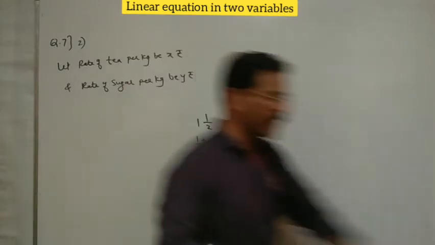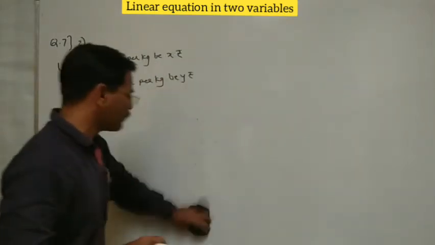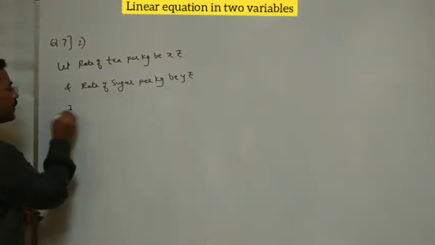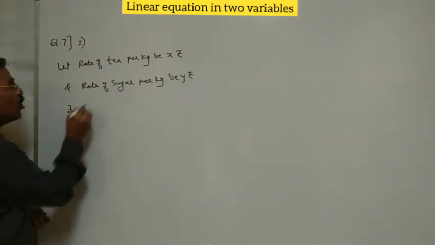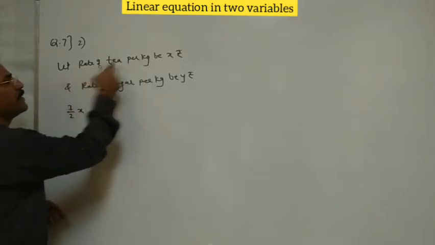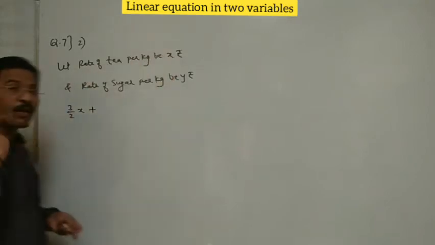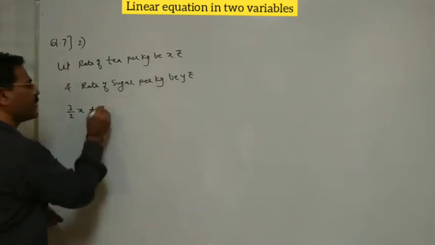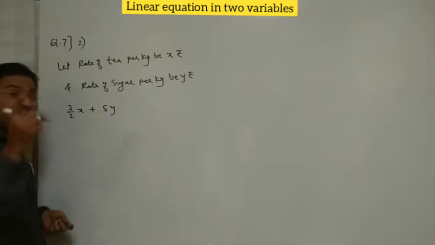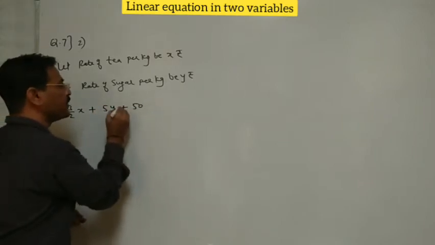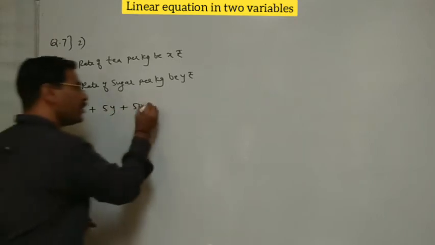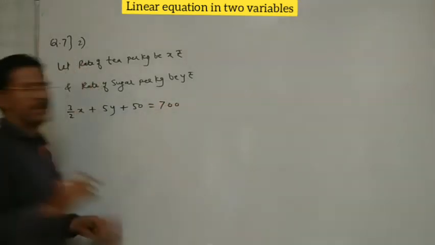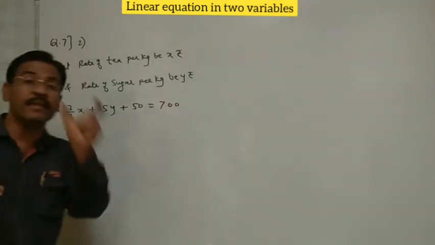Okay friends, look here. You can understand all this. What will we get here? 1.5 kg means 3 upon 2, that is per kg tea means what? X rupees. Plus, what is the next one? 5 kg sugar. Sugar is Y. So 5 kg sugar, plus rickshaw, that is 50 rupees fare. In all, she paid how much? 700 rupees. Understand? This is the way to make the equation form.